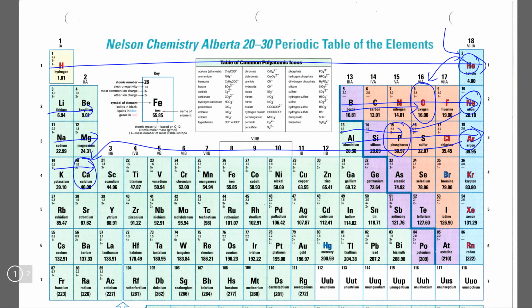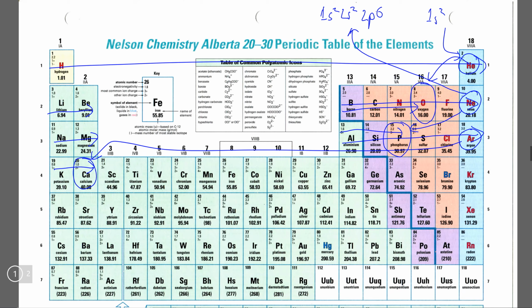So we know that helium's electron configuration is 1s2. It has 2 electrons and both of them are in the 1s subshell. Neon is 1s2, 2s2, 2p6, because it has 10 electrons, 2 in the first s subshell, 2 in the second, and 6 in the 2p subshell.